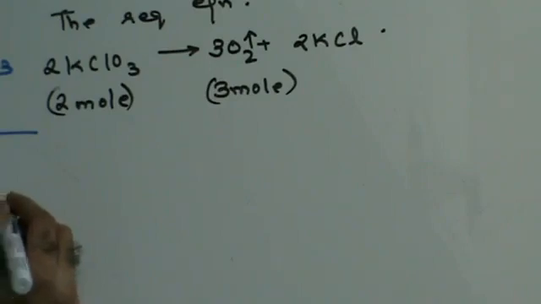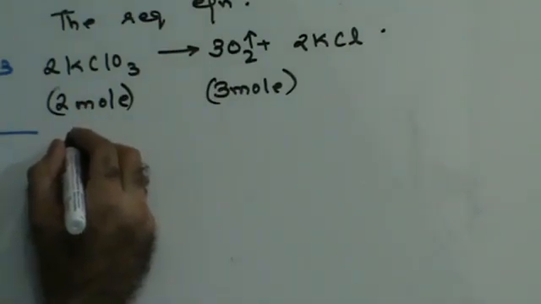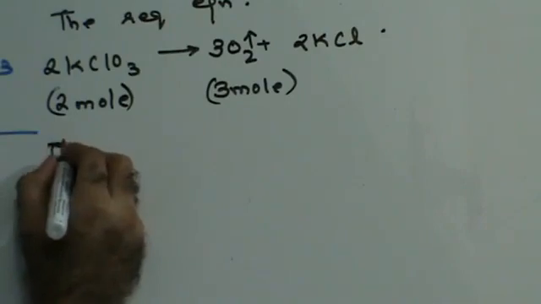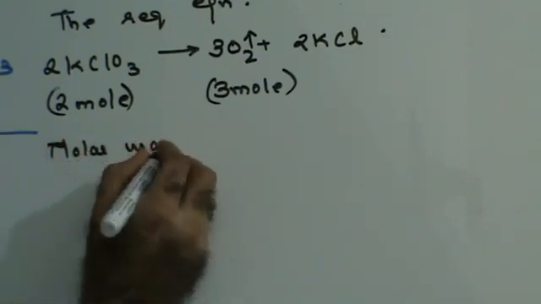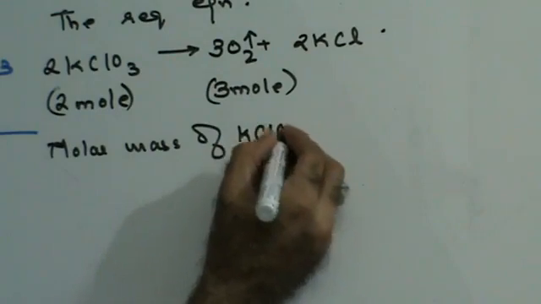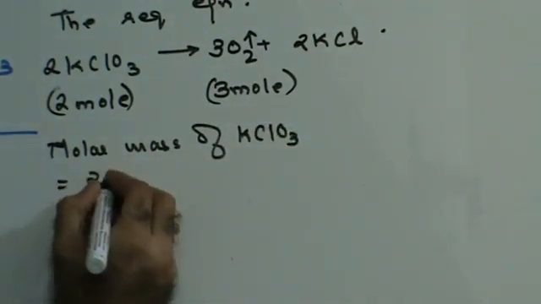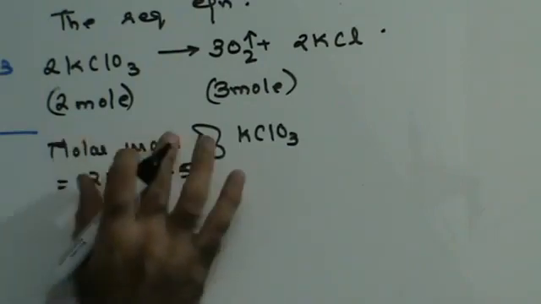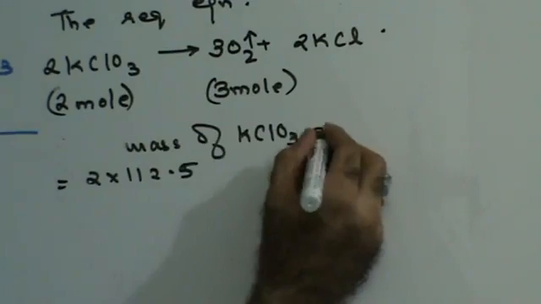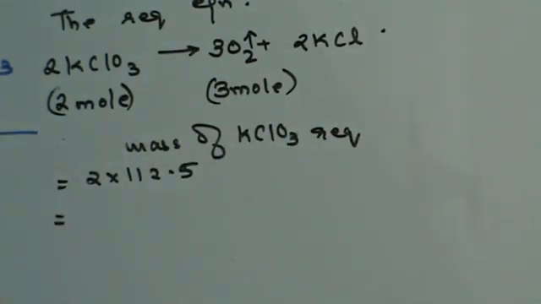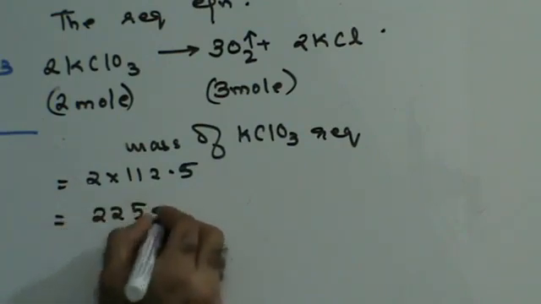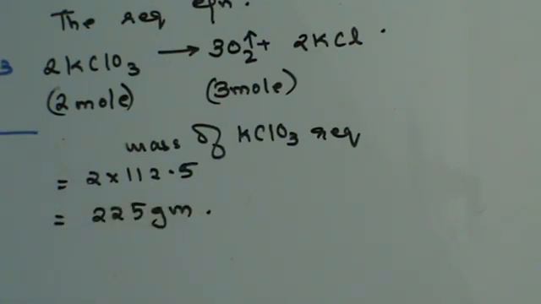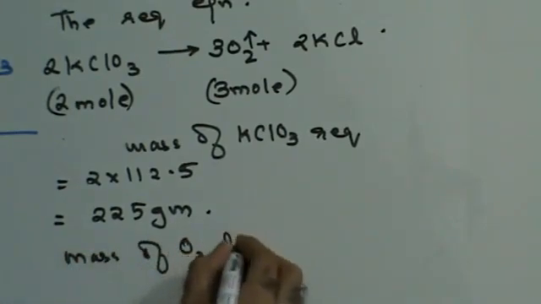Now, 2 molecules of potassium chlorate. They've given you the molar mass of potassium chlorate as 112.5. So the mass of potassium chlorate required is going to be 2 into 112.5, which is nothing but 225 grams. So 225 grams of potassium chlorate will liberate oxygen.